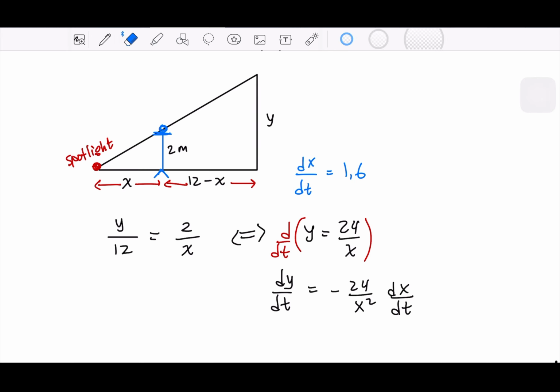Now, the question is asking for dy over dt when the man is, how many? The man is 4 meters from the building. So that means 12 minus x is equal to 4. Okay, 12 minus x is equal to 4, so x is 8.